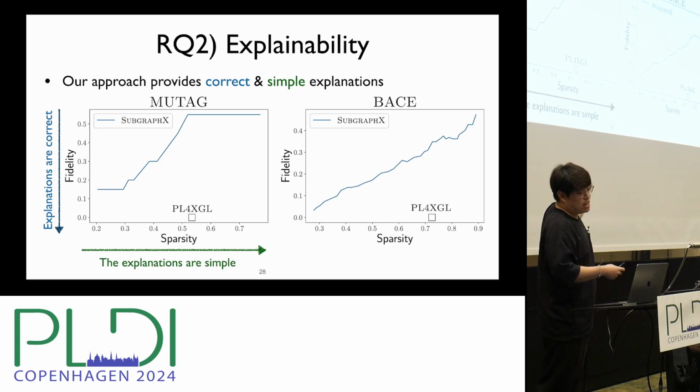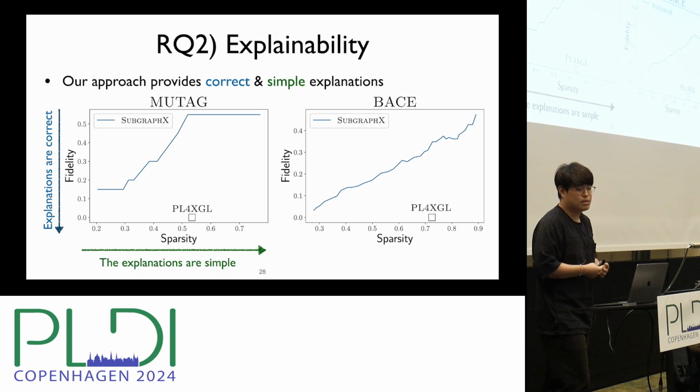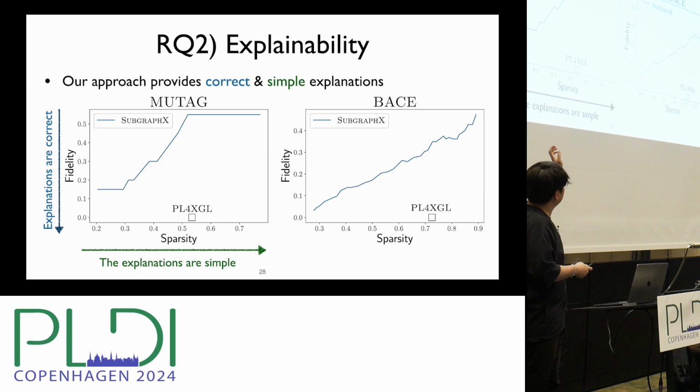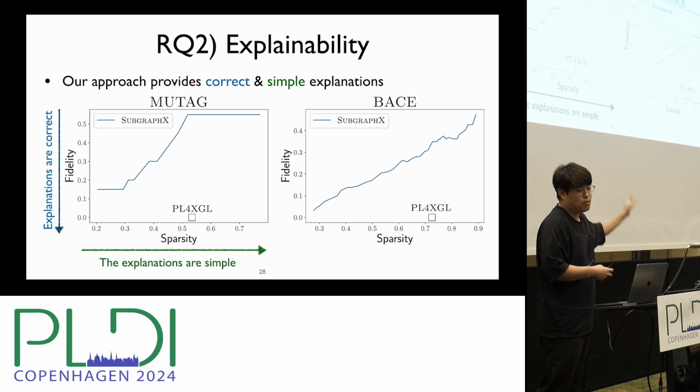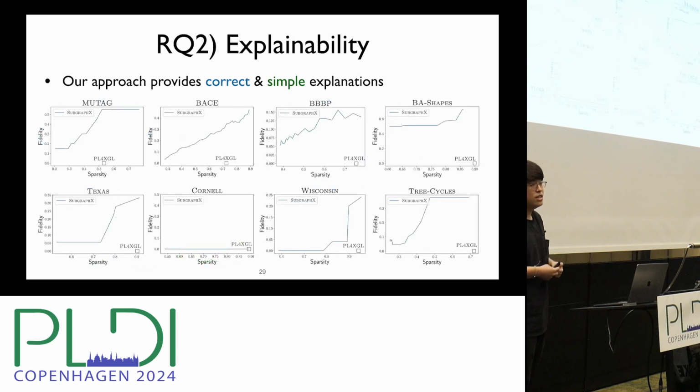And the x-axis presents the score of a metric, sparsity. And in this metric, a bigger value indicates more simple explanations. And as the figure shows, our method achieves a far better balance between sparsity and fidelity compared to the baselines. And this tendency is also shown in the other data sets.